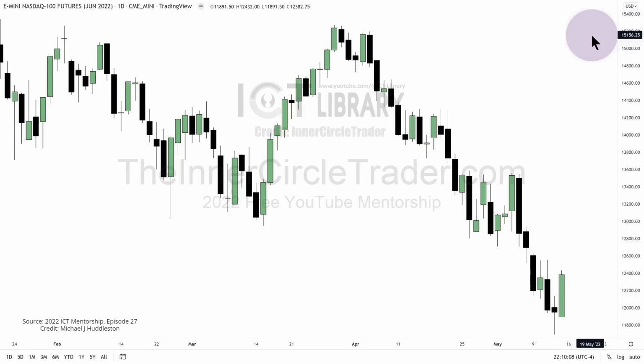All right, so NASDAQ daily chart for June 2022. And here we have Friday's trading here, okay? Friday, Thursday, Wednesday, Tuesday, Monday. So we had a nice little decline down in this week, and then Friday we have somewhat of a retracement.